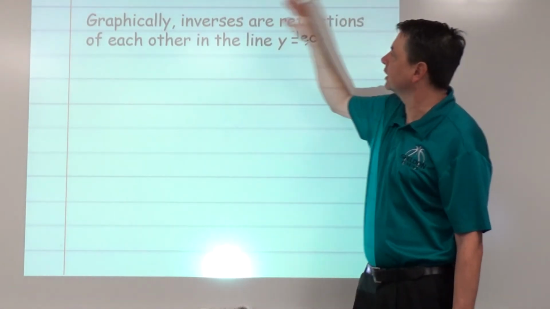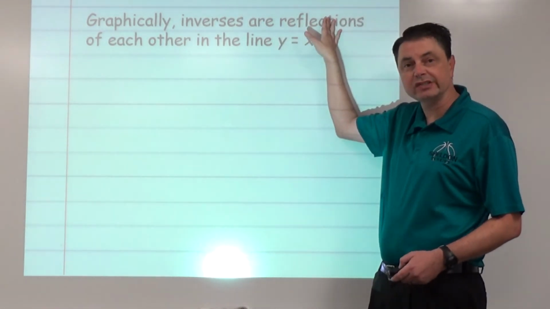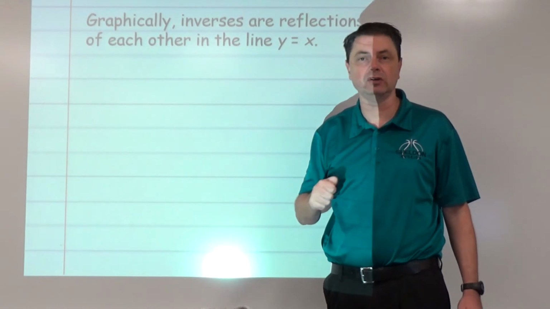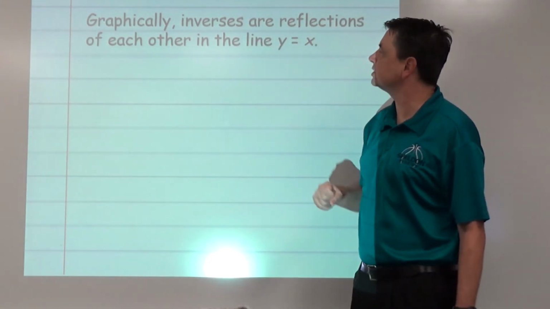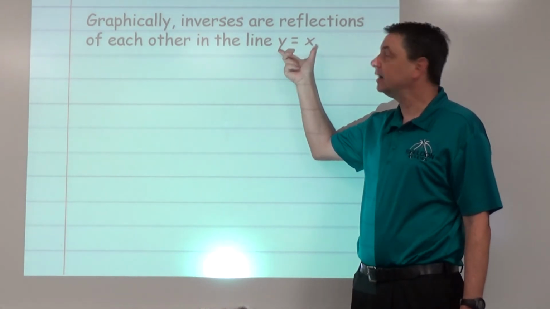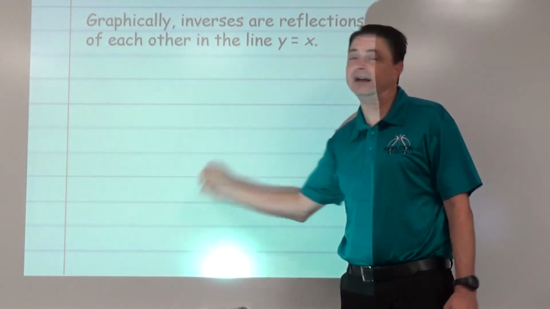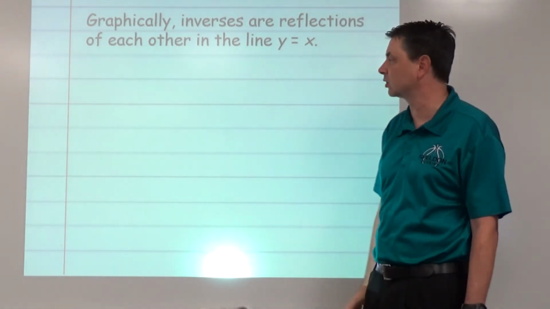One other thing for inverses, if we look at them in terms of graphs, they are reflections of each other, a function and its inverse. Their graphs are reflections of each other. In this particular line, the line y equals x, it has a y-intercept of 0 and a slope of 1. So it diagonally passes through quadrants 1 and 3 on the graph.